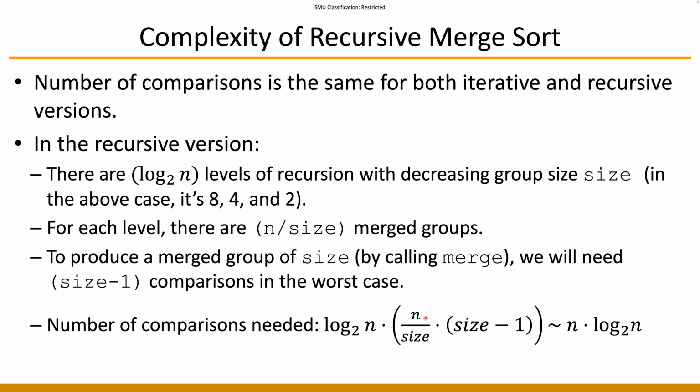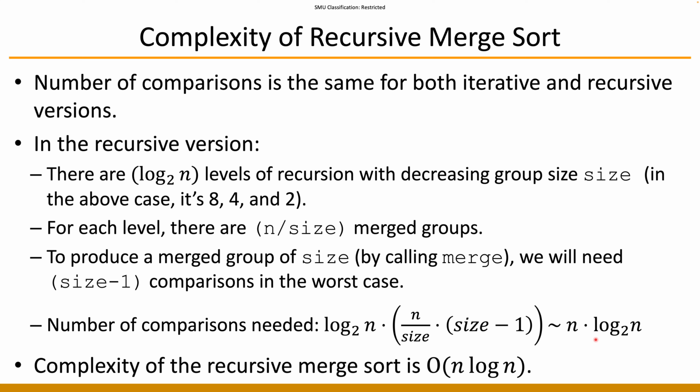So n divided by size is the number of merge groups. And for every merge group, you have size minus one operations. If you multiply that, this is very close to n. This n divided by size multiplied by size minus one is per level how many operations you will need. And then you multiply that by the number of levels. So in the end, the complexity will still be n times log n. It doesn't really change, right? So this is good news for us. We have simplified the representation, but we didn't cause any trouble in terms of sacrificing the computational efficiency.